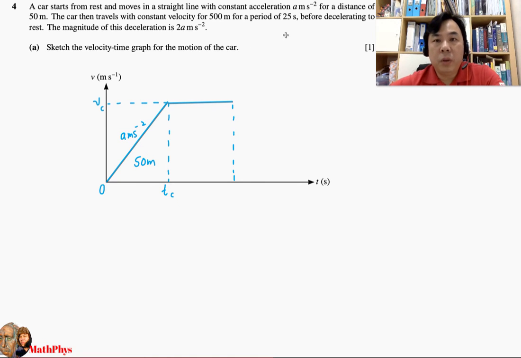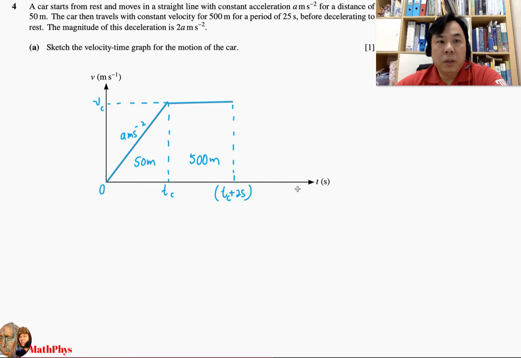Now for 25 seconds, so this one will be tc plus 25 seconds. Now that is where the car is right now. And then for 500 meters, constant velocity for 500 meters, so the area under this graph here will be 500 meters.